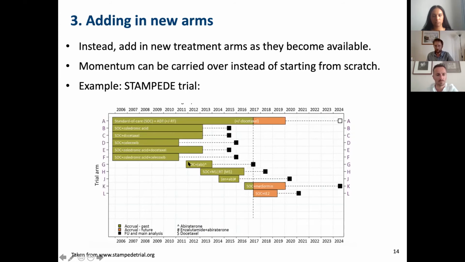Much shorter. So the trial had been building up momentum, and these arms were answered much quicker than the existing ones were. So you can see over time they've added in new arms, and they've been answering research questions much quicker because they've got the infrastructure ready.